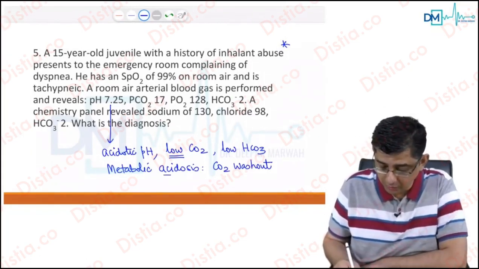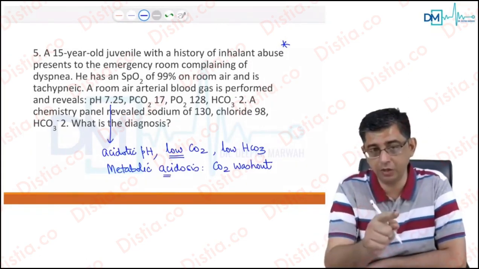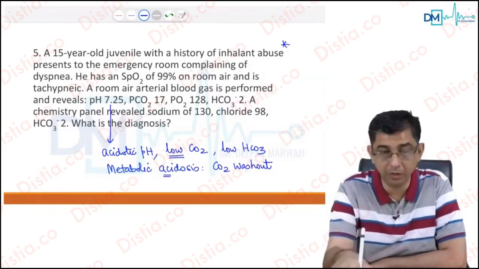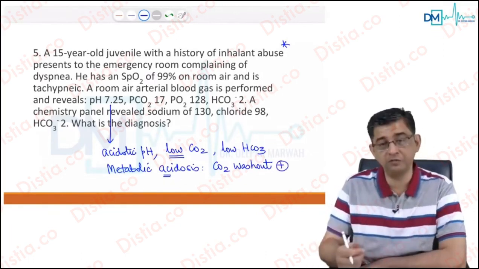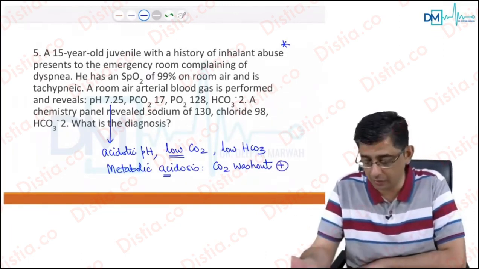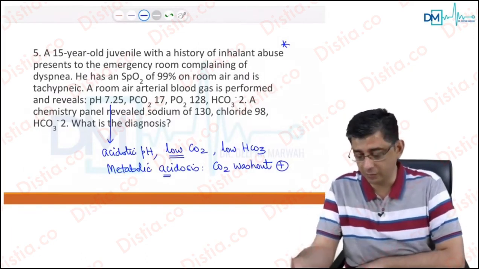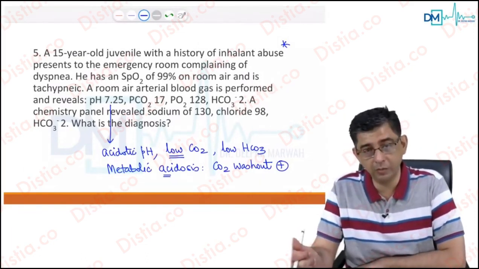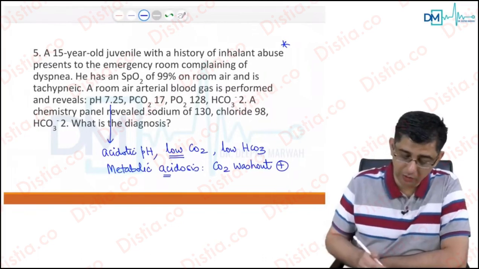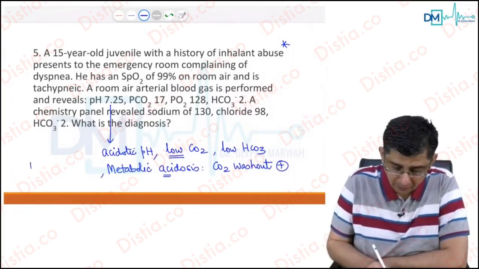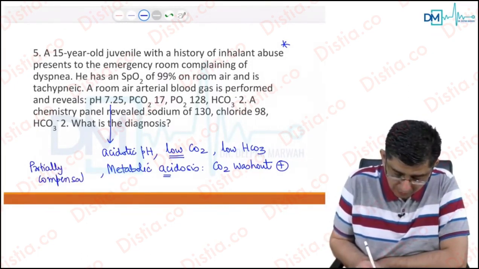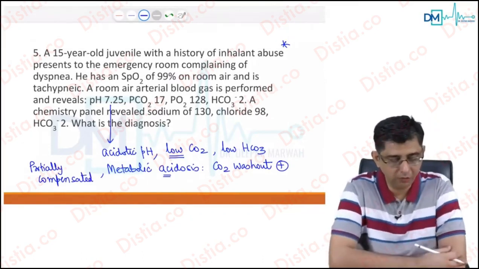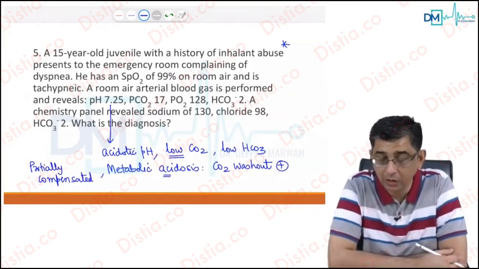In all questions of respiratory acidosis, bicarbonate elevation should occur. In all questions of metabolic acidosis, carbon dioxide washout should occur. If carbon dioxide washout is present, it means the compensatory process is successful. Otherwise, it is uncompensated, because if compensation is not occurring, CO2 values will be normal in the patient. The diagnosis of this patient will be given as partially compensated metabolic acidosis, since the CO2 value of this patient is significantly reduced.